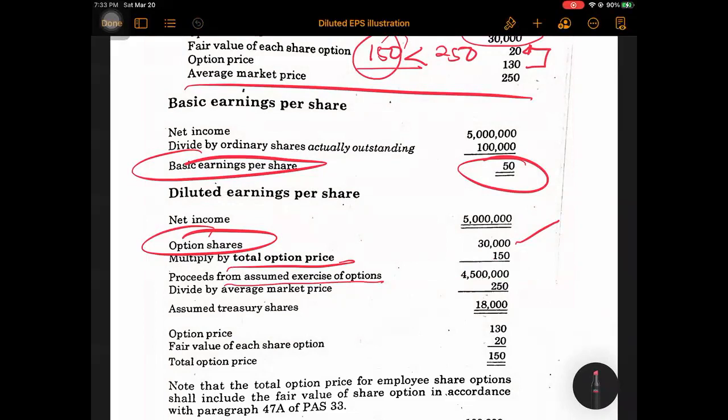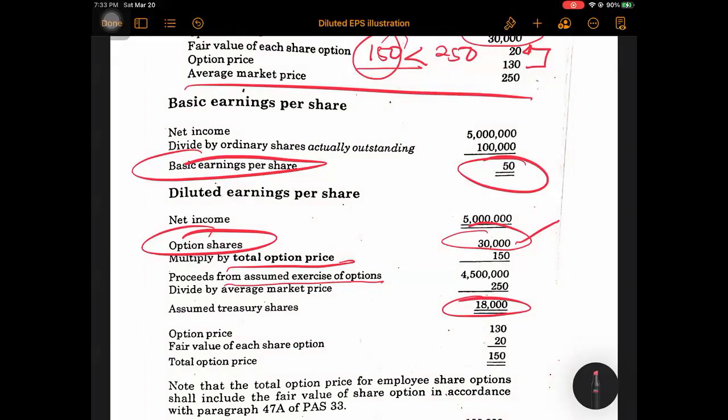Pero ang concept niya, if atong ibaligya sa third party, ang price based on the average market price, ug mao pud ni ang number of shares na pwede na to mabaligya. But under sa option, di ba, since ang employee man ang mopalit ana, so pwede siya makapalit og 30,000 shares. But if it would be offered to the third party, pila ra ka shares ang ilang mabaligya. So they can only sell 18,000 shares. So mao na iyang 18,000 assumed treasury shares.